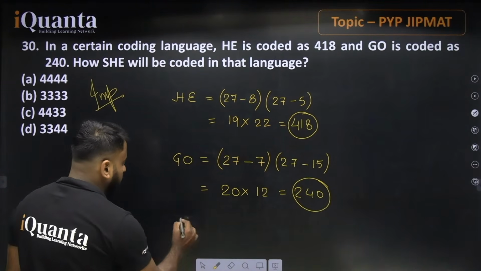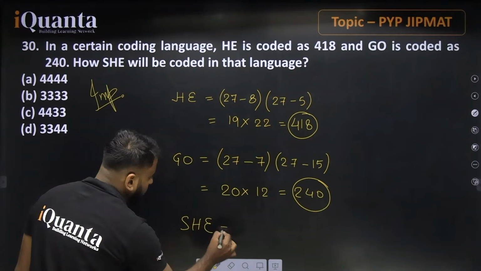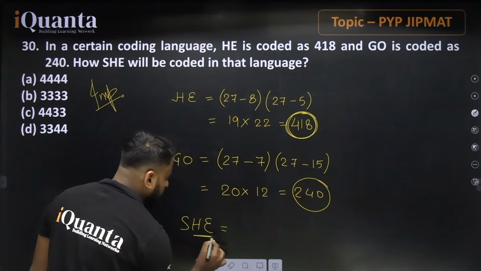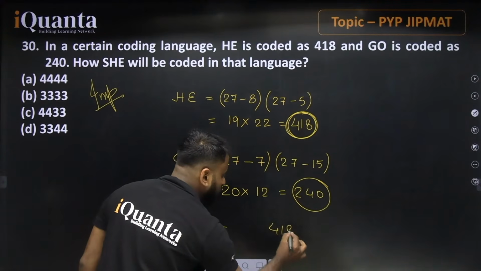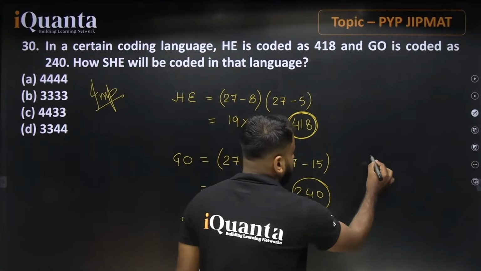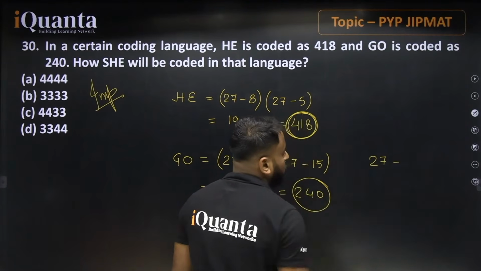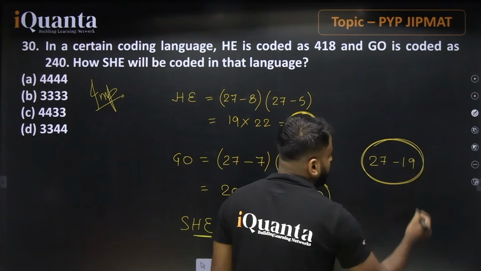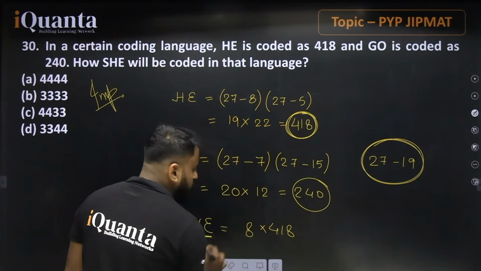Now the question is asking about she. Beta, just play smart. The code for he is what? 418. Just write like this, 418. And let's talk about S. Normally S comes at what place? S comes at 19th place. So 27 minus 19 will be equal to 8. So you just have to multiply it by 8.